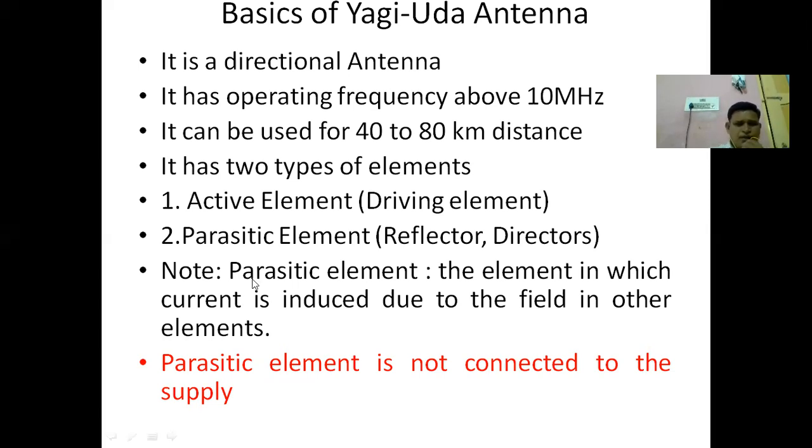In this antenna, a total of 3 elements are there. These 3 elements are classified into 2 types. One is the active element and the other one is a passive element, or parasitic element.